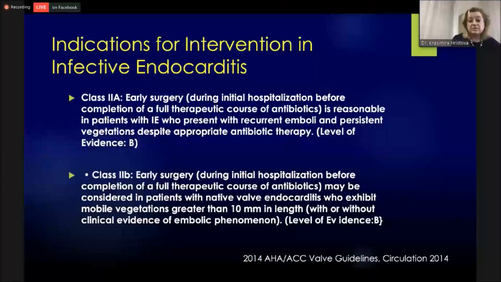When we look at the American guidelines published in 2014, the class 2A indication is early surgery during the initial hospitalization, before completion of the full therapeutic course of antibiotics. It is very reasonable for patients with infective endocarditis who present with recurrent embolism and persistence of the vegetation despite appropriate antibiotic therapy. Also, class 2B is early surgery with mobile vegetation greater than 10 millimeters in length, with or without clinical evidence of an embolic phenomenon.